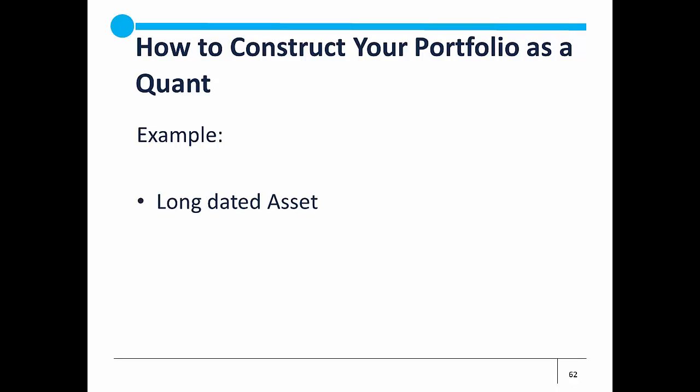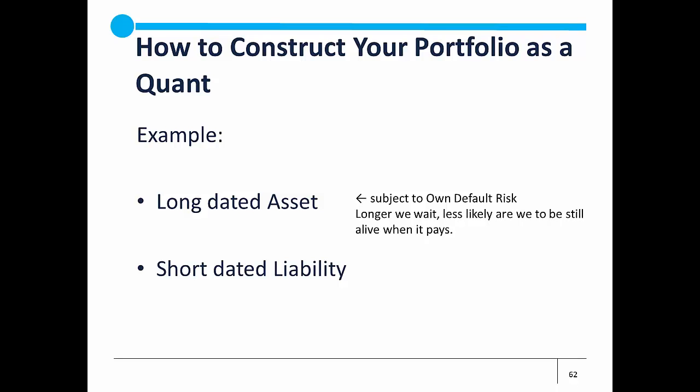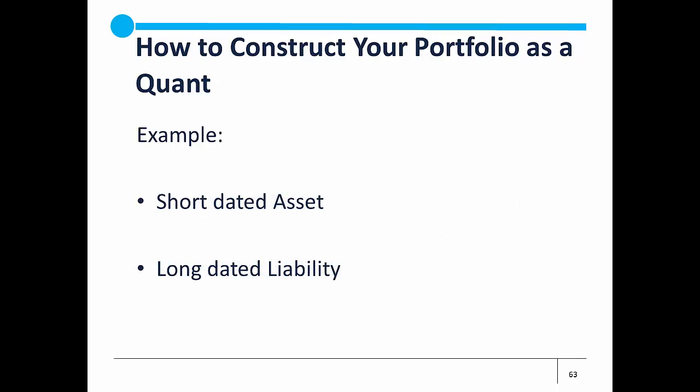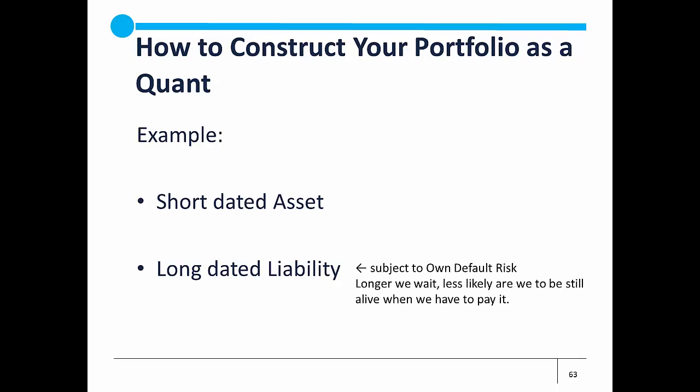So let's say we have our first example, which is a long-dated asset and a short-dated liability. Now, a long-dated asset will be subject to own default risk, right? The longer we have to wait, the less likely it is that we're still alive when the asset pays us. On the other hand, if we flip that, if we have a short-dated asset and a long-dated liability, it turns out the long-dated liability is now subject to own default risk. The longer we wait now, the less likely it is that we're still alive when we have to pay the liability.